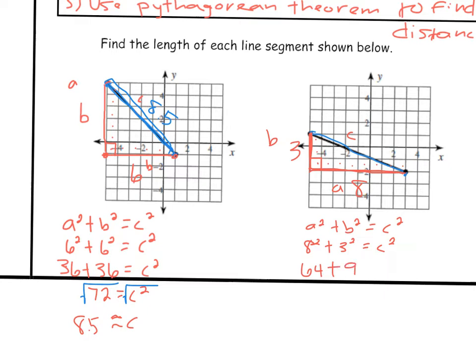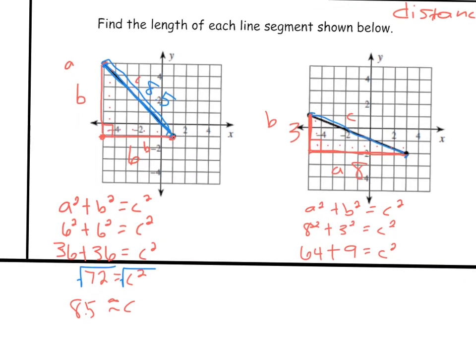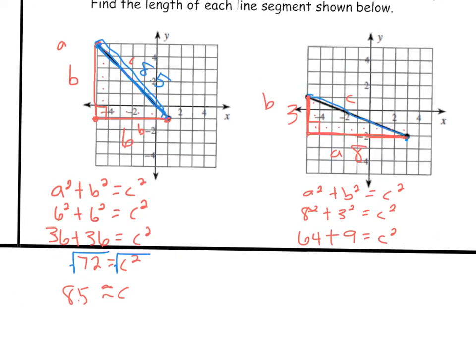3 squared leaves me with 9, and I still don't know what C squared is. So 64 plus 9 gets me 73 is equal to C squared. To undo a square, I'll square root both sides, and that will leave me with C equaling about 8.5 again. So this side length we said was 8.5.